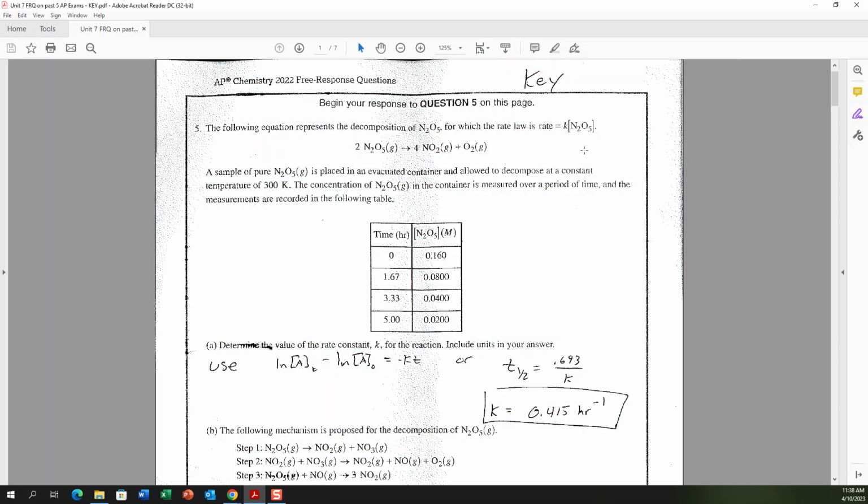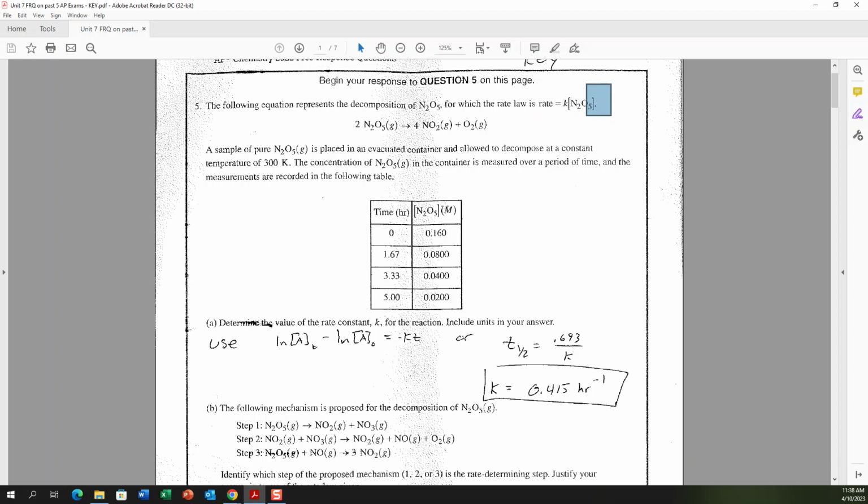All right, so a couple things to notice here. They give us our reaction. And they give us the rate law. So they tell us the rate law. And so based on the rate law, they're telling us that this reactant is first order. So notice that it's raised to the first power. So we know it's first order.